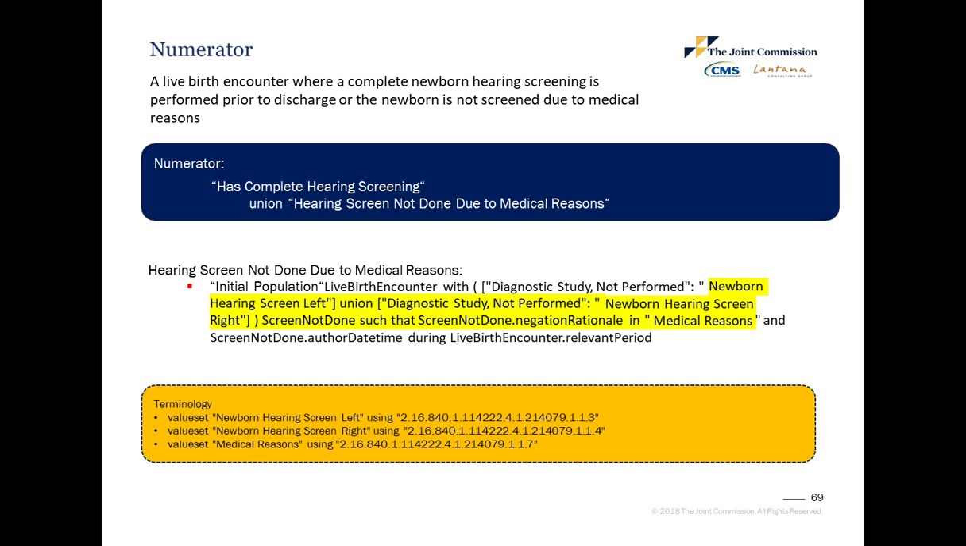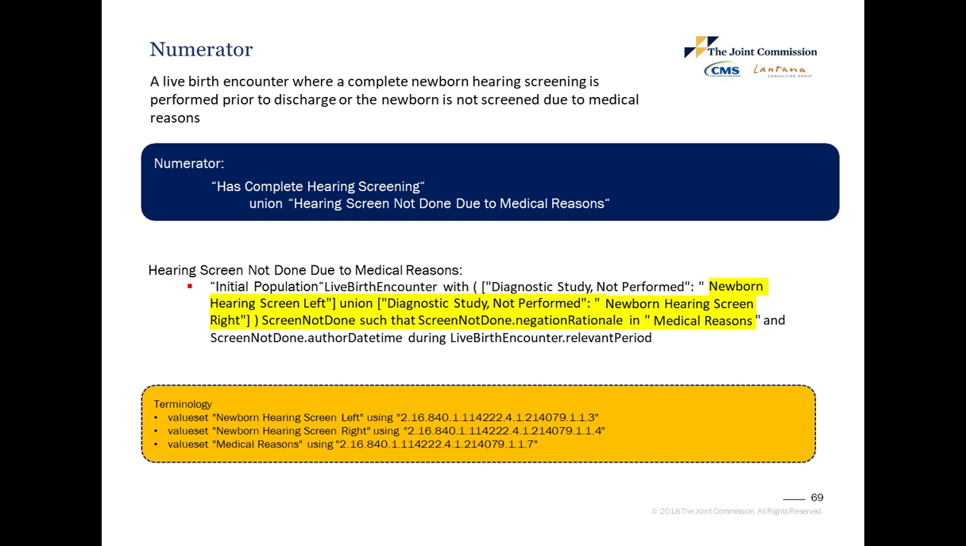And the answer is that the intent of the measure is to capture complete infant hearing screens, defined as having both ears screened during the inpatient encounter. The measure determines if a hearing screen was done for both the right ear and the left ear. And for each ear, it assesses a result of either pass or refer, or if the screen was not done due to medical reasons.